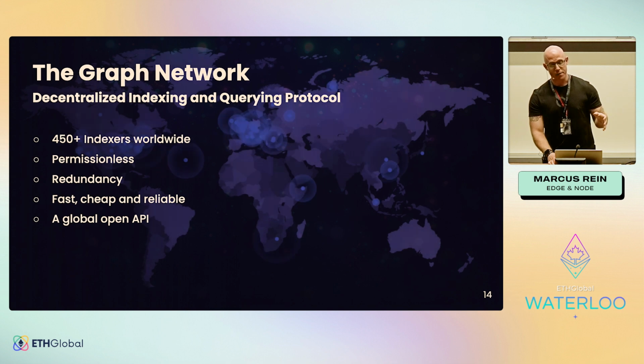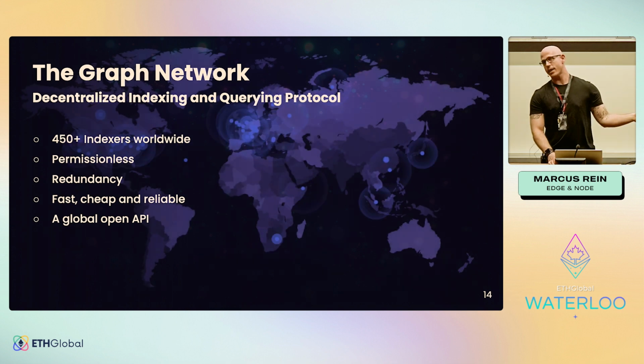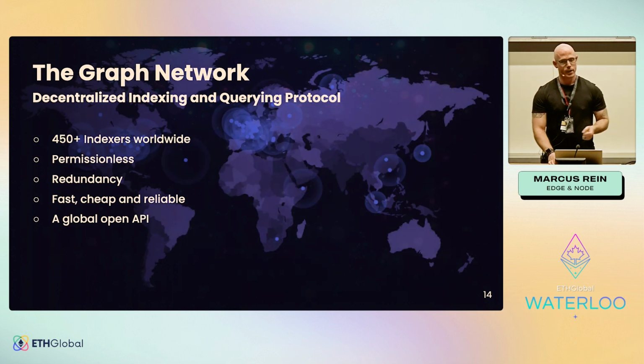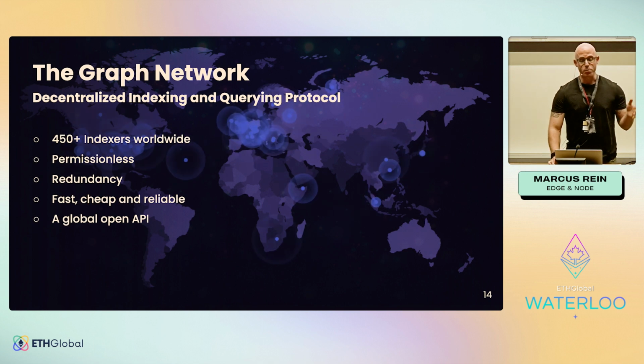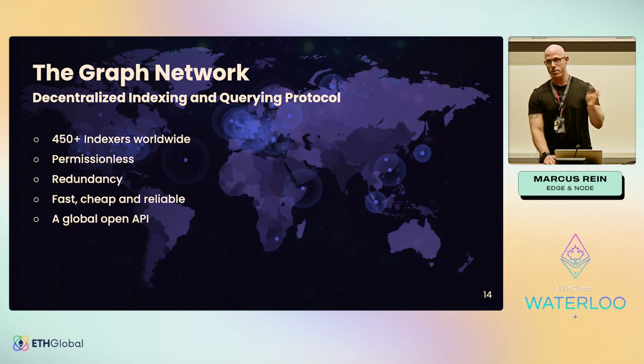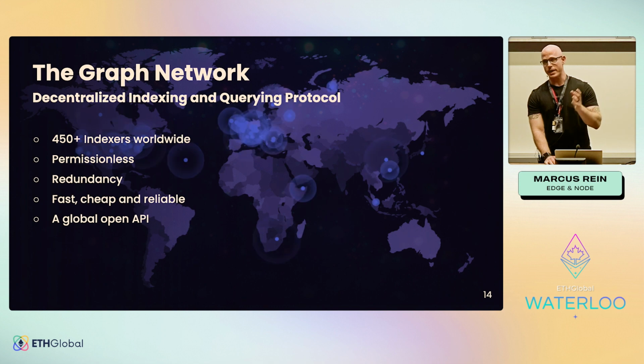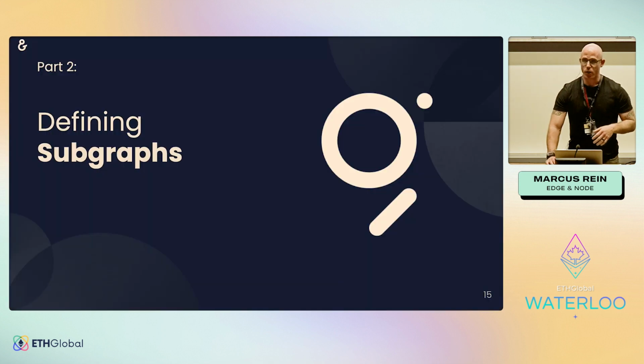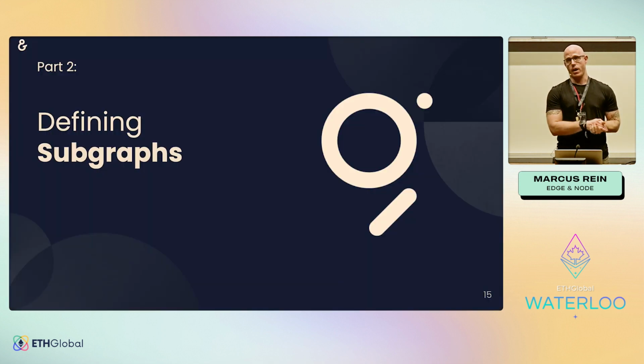So to overview the Graph Network, which is the decentralized network of indexers the world over, we have over 450 permissionless indexers working worldwide. There's redundancy between them. If anything should happen to one, another one will pick it up. It's fast, cheap, and reliable, and it's a global open API. Okay? So let's get into subgraphs.